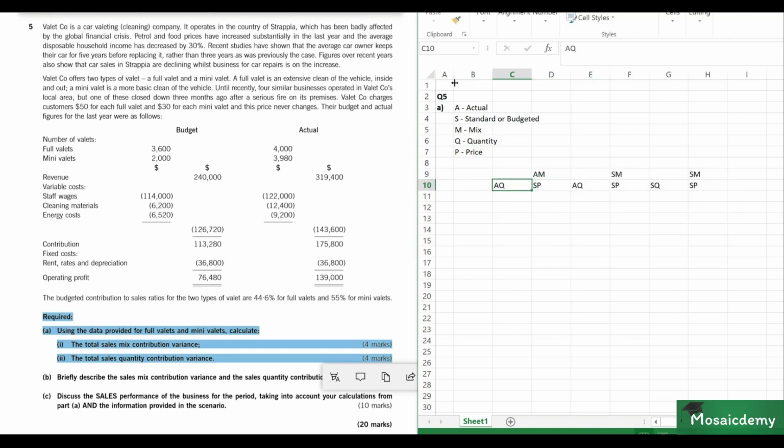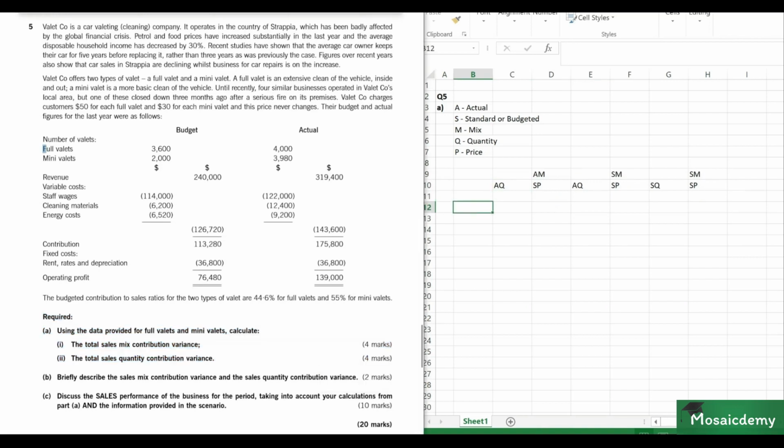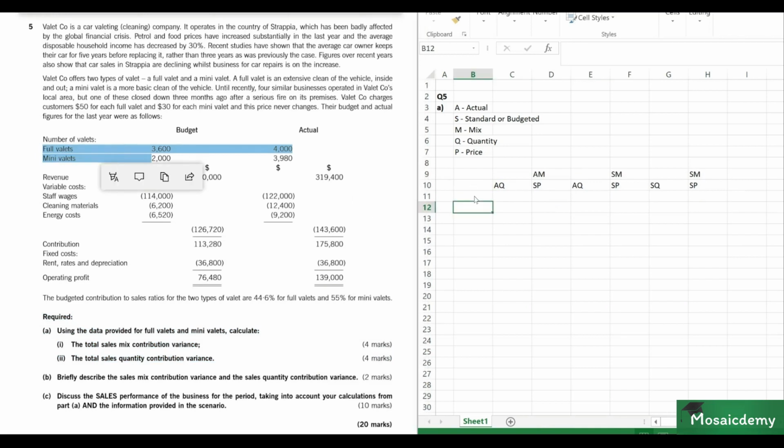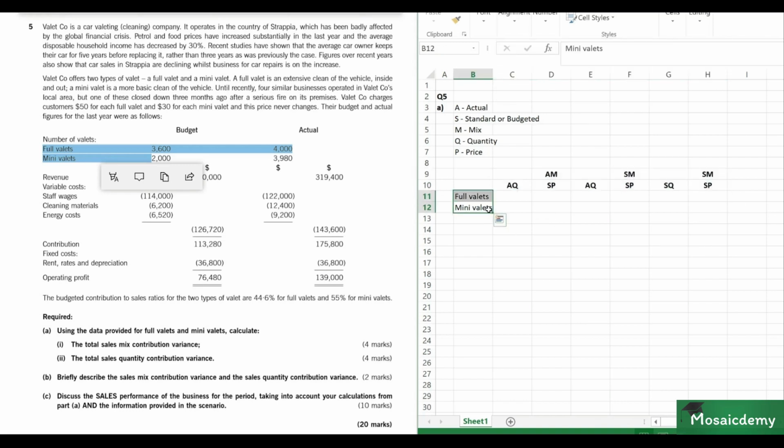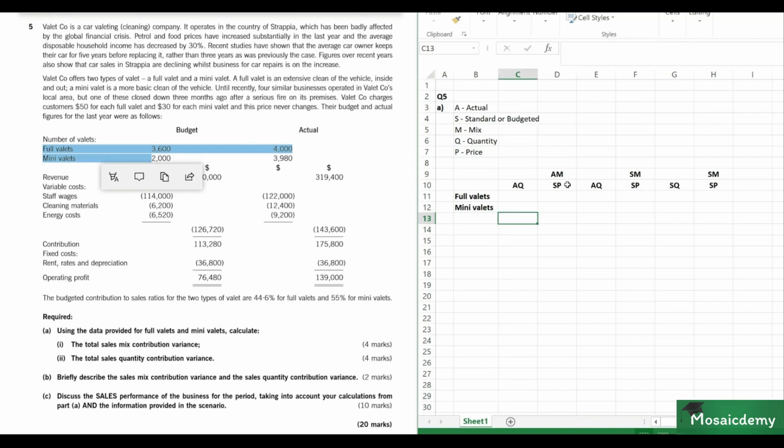Okay, let's keep that over here. Okay, so over here in the rows we'll have the 2 types of products, which in this case are full valets and mini valets. So we'll put that here, full valets and mini valets, okay? And let's make all of these bold and let's centralize them because they're the headings. Okay, and let's make these bold as well to the side so that they all stand out from our numbers that we're going to use.